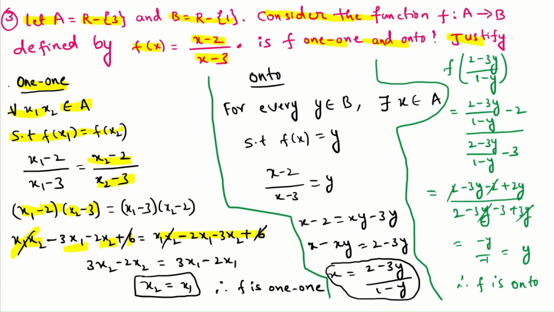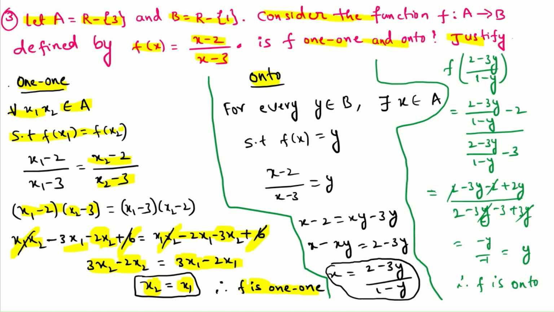Then x1 x2 get cancelled, 6 6 get cancelled, then minus 2 x2 I kept as it is, minus 3 x2 from the left side I took to the right side, that is 3 x2 minus 2 x2. Same way in the other side, 3 x1 minus 2 x1. Finally you will get x2 is equal to x1. This shows that f is one-one function.